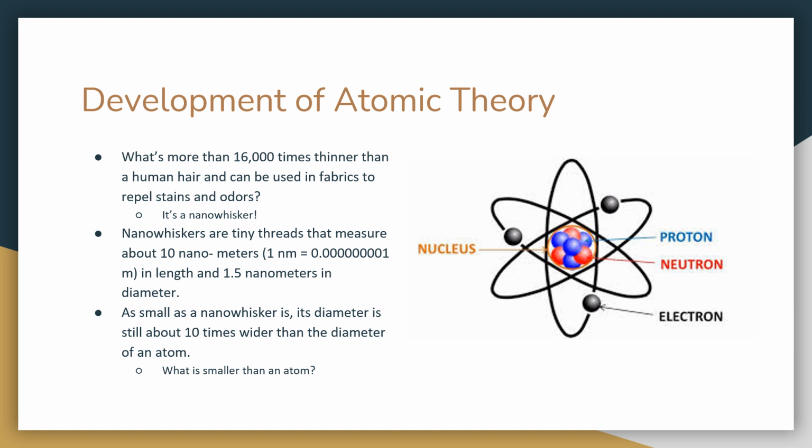And what is smaller than an atom? That's our subatomic particles, which are the nucleus, proton, neutron, and electron. So in today's lesson, we're going to learn how we discovered all of this stuff and some of the history about it.